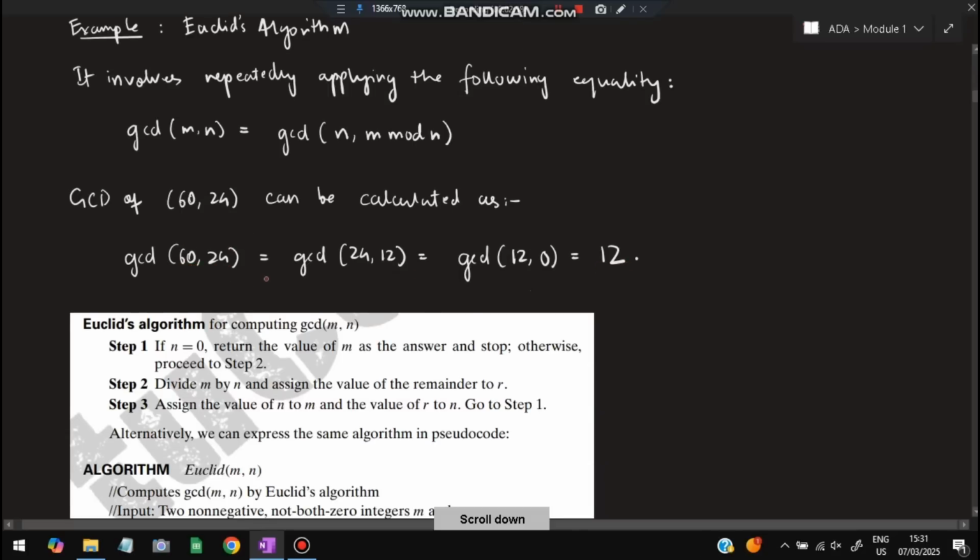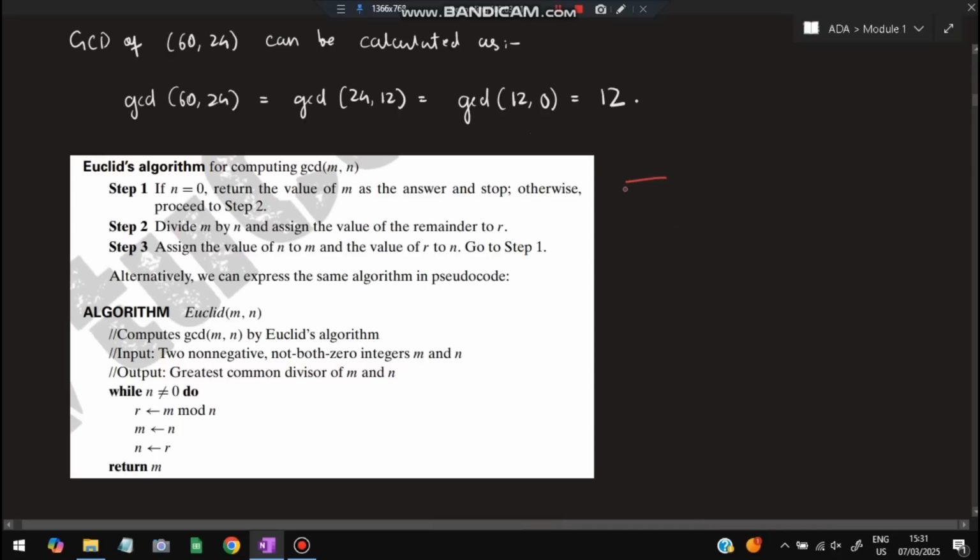So the algorithm has three steps, very simple. The first step is to check whether n is equal to 0. Whenever we get n, this value, as 0, whatever value is present in m will be our answer, the GCD. If we don't get 0 here, what we have to do is divide m by n and assign the value of the remainder to r.